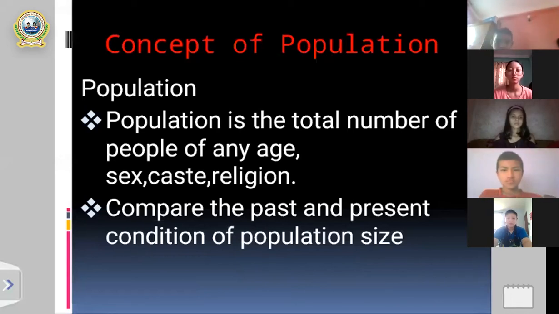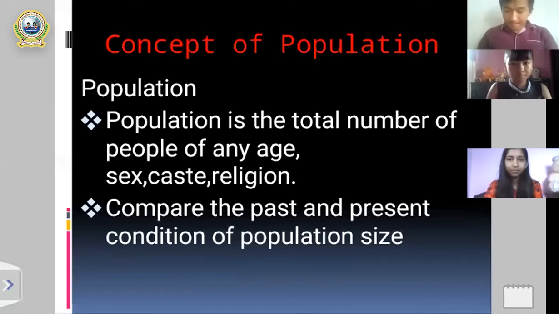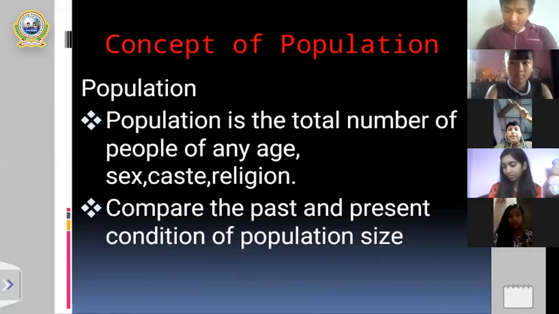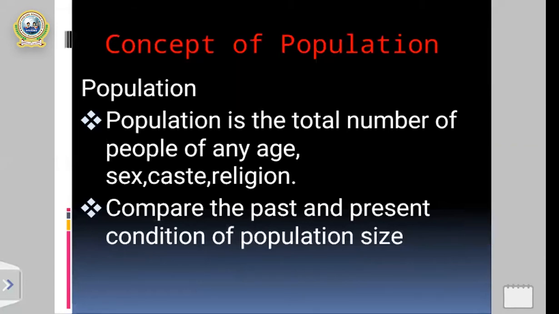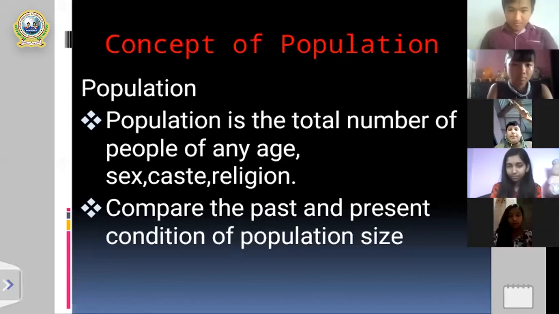So, my dear students, you can see on the screen there is a concept of population. And to know the concept of population, you can see on the slide there are only 2 points. First, the definition of population. What is the definition of population? And second point is comparing between the past and present condition of population size. The definition is given: the population is the total number of people of any age, sex, religion, caste, etc. So population means simply the group of people.